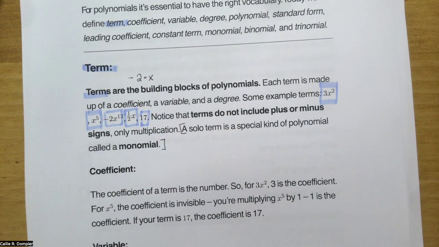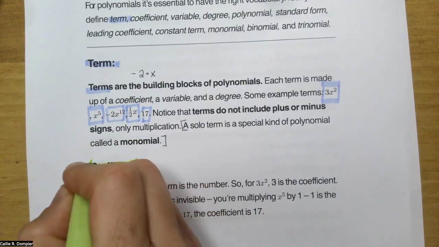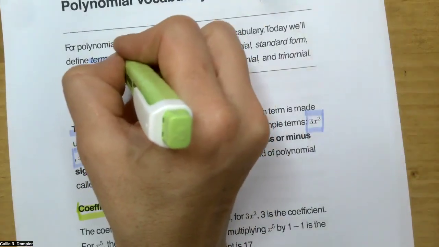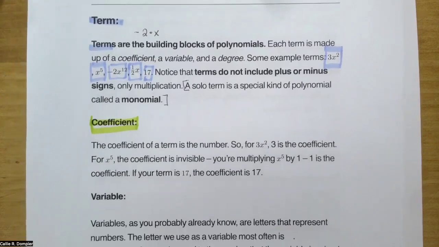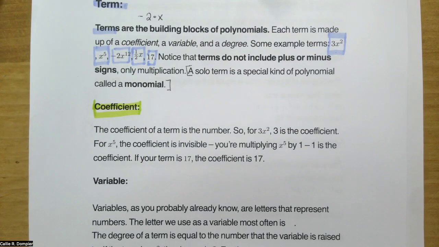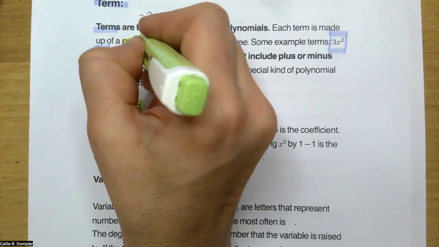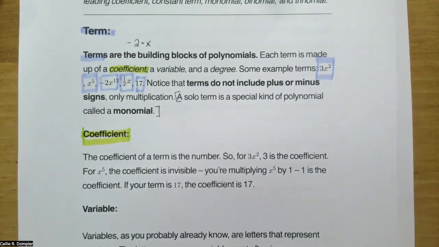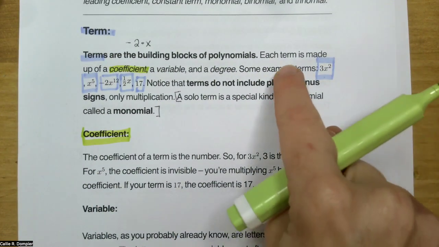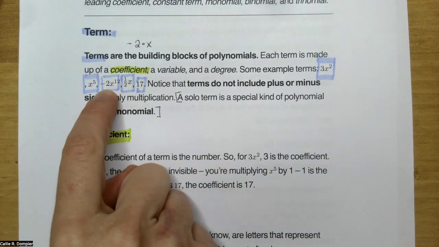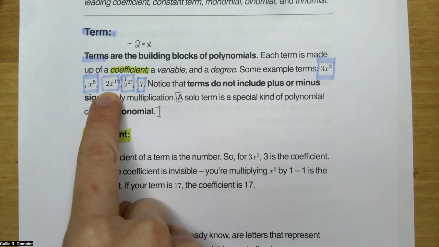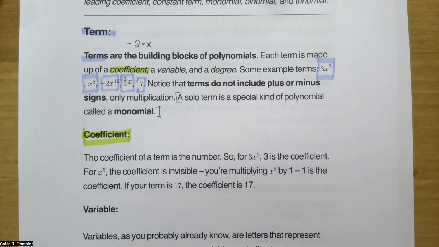Coefficient. The coefficient is the number in front of the variable. Good. So these are all going to connect. I know this is a lot of new words, but I want you to see how they connect. A term is made up of a coefficient, a variable, and a degree. It does not include the plus or minus sign. You might be thinking, but that one has a minus sign in front of it. The minus sign is a negative sign when we're talking about terms, okay?